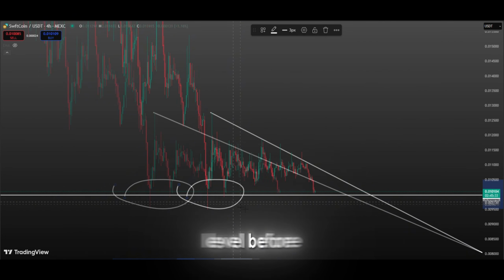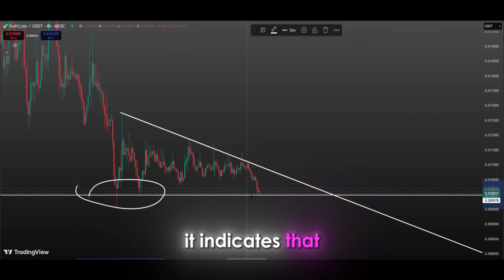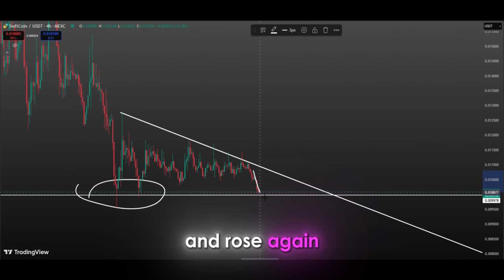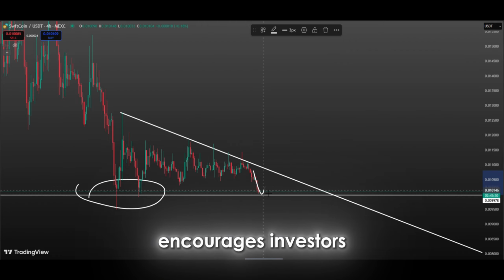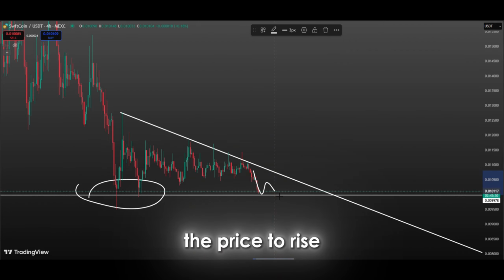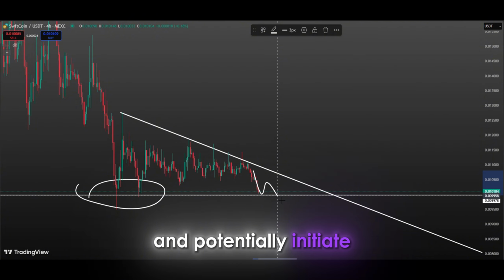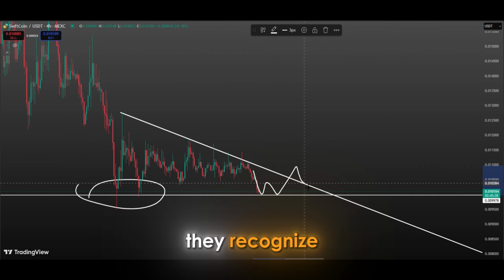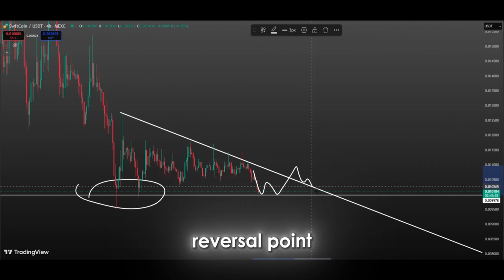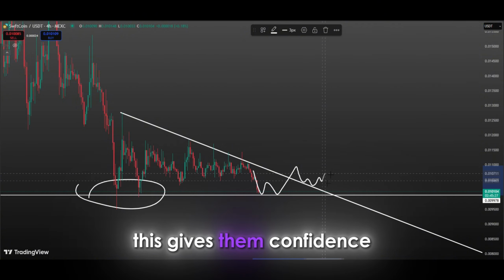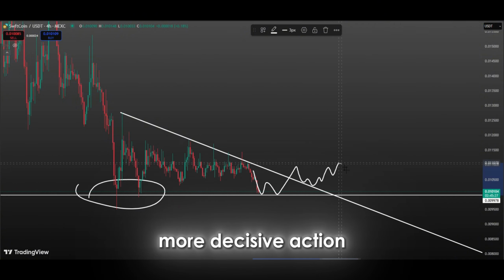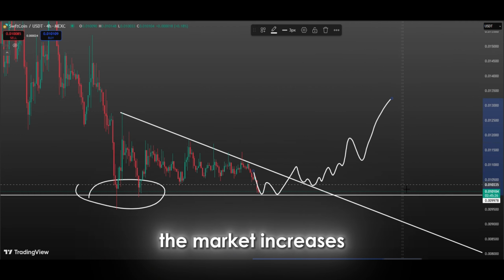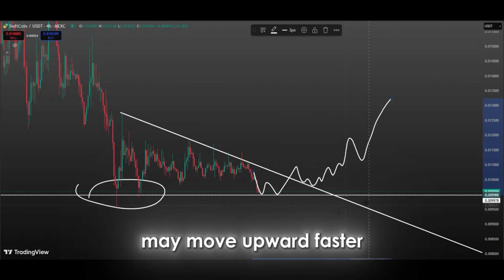If the price has touched this level before and then made a strong reversal, it indicates that this level is a strong support, where the price bounced back without hesitation and rose again. Such a move encourages investors and leads to more buying. This could cause the price to rise and potentially initiate a new upward trend. When investors analyze past price movements, they recognize that this support level is often a strong reversal point. This gives them confidence and enables them to take more decisive action in seizing new buying opportunities. In this scenario, buying pressure in the market increases, and the price may move upward faster.